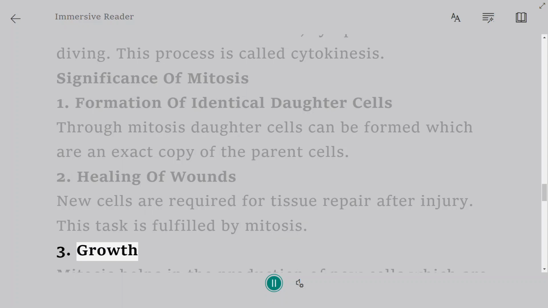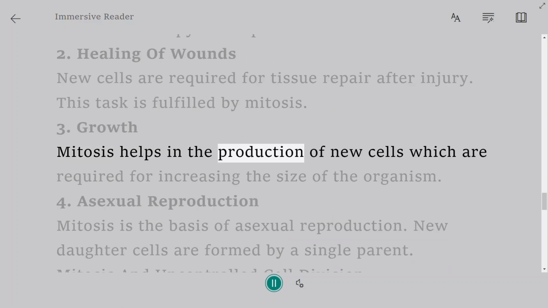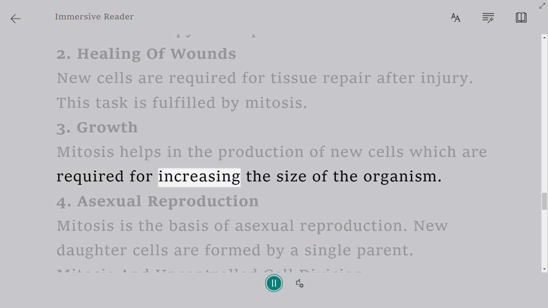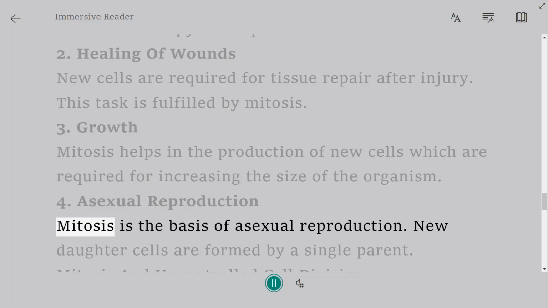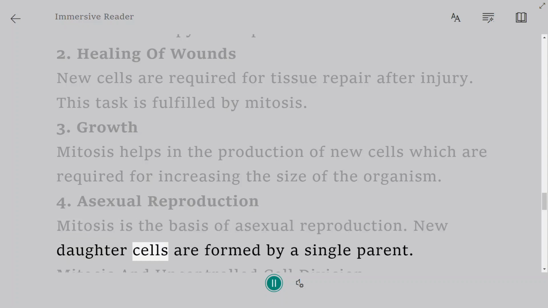3. Growth. Mitosis helps in the production of new cells which are required for increasing the size of the organism. 4. Asexual reproduction. Mitosis is the basis of asexual reproduction. New daughter cells are formed by a single parent.